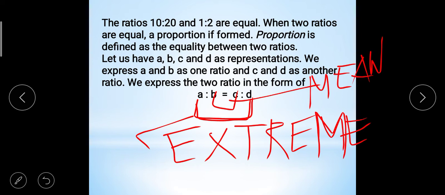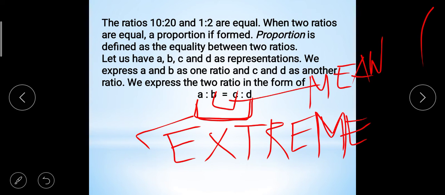Grade 5? Are you still with me, grade 5? Wala na yata akong grade 5.